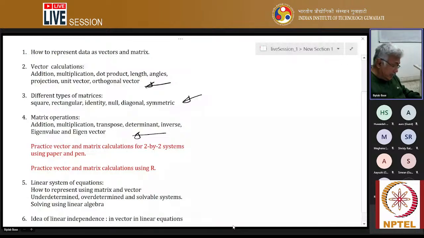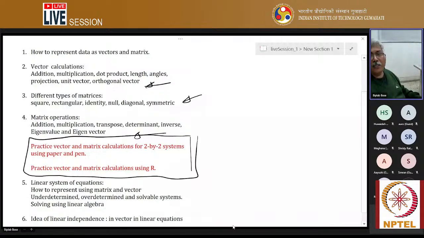As I have written them in red, practice whatever matrix operations we have taught you in this course, at least for a 2x2 system using paper and pen, right? And also practice using R. So you take a small matrix. Suppose you take 2, 3, 4, 5. You want to calculate the determinant of that.